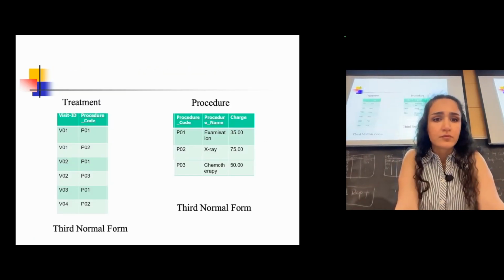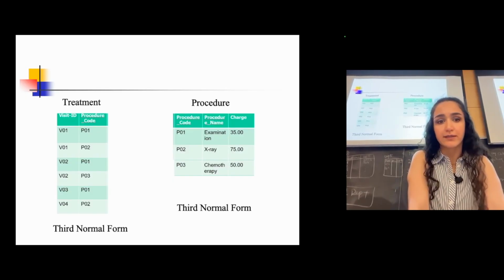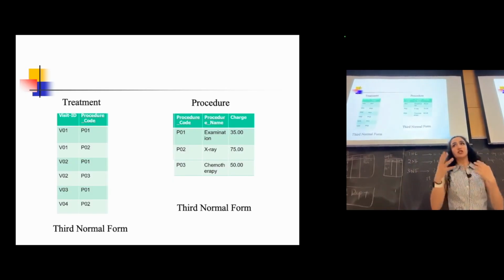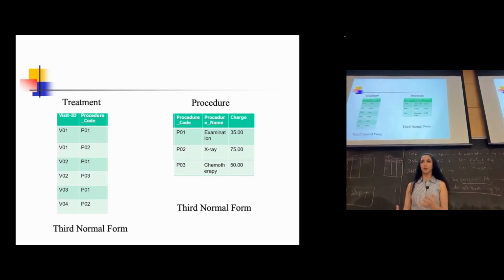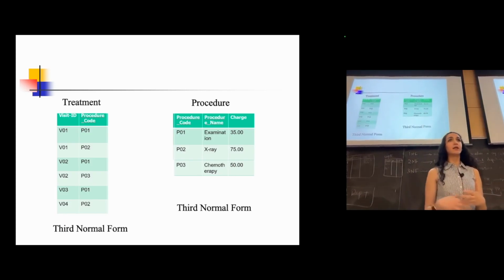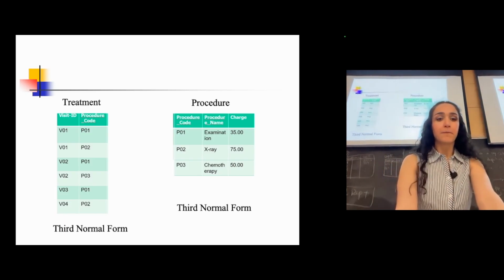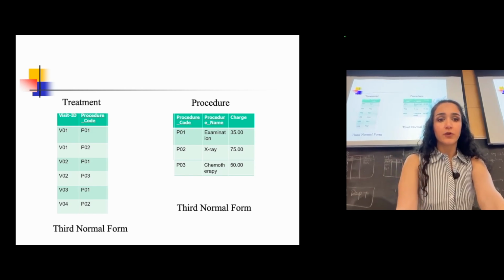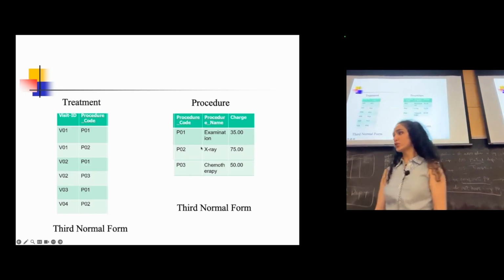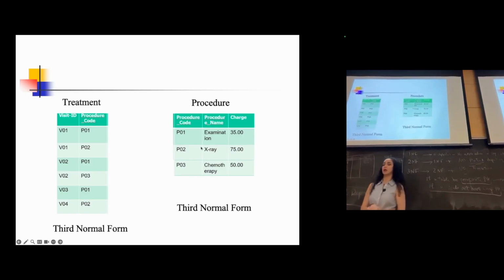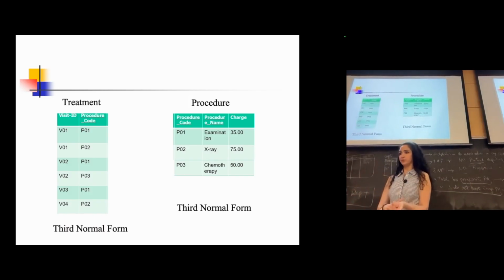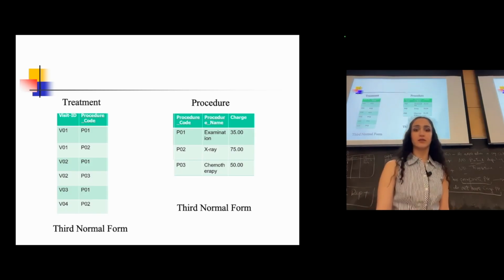So it's good to think about each table that you see here: what is the primary key, what is the foreign key, what are the dependencies, how can you normalize it. And for example, this table now is in the third normal form. And here as well, for example, we have procedure code, procedure name, and charge. And there are no repeating groups, so 1NF, no partial dependency, and no transitive dependency. That means third normal form.